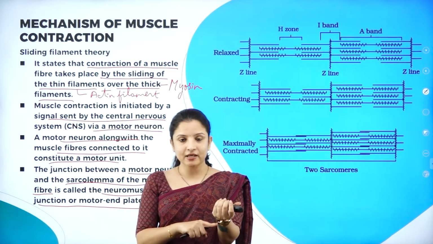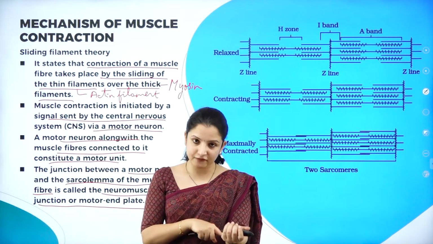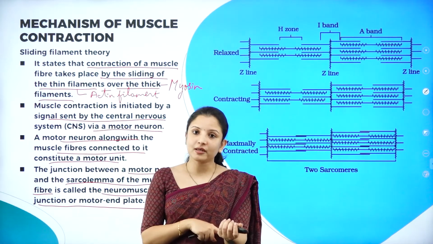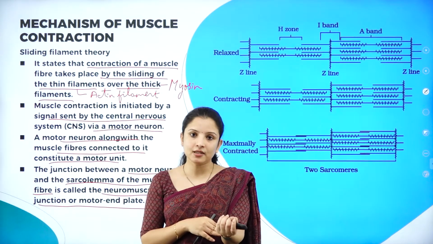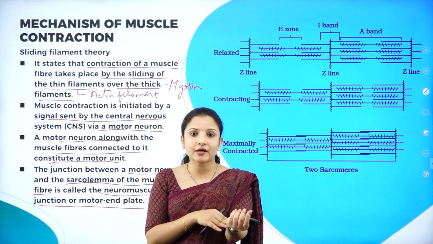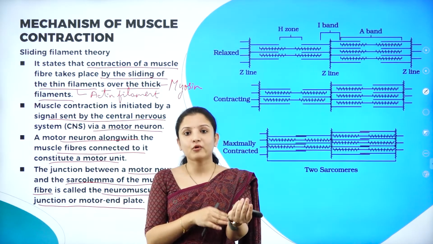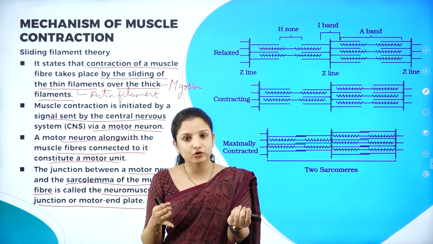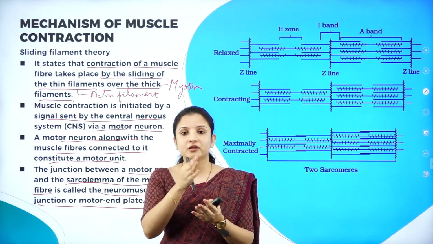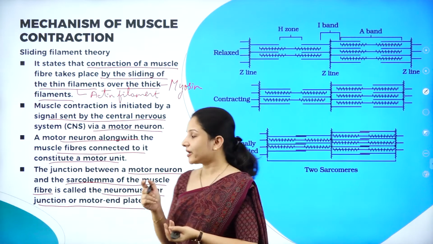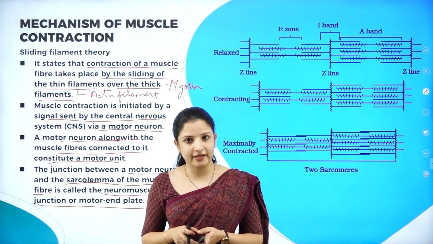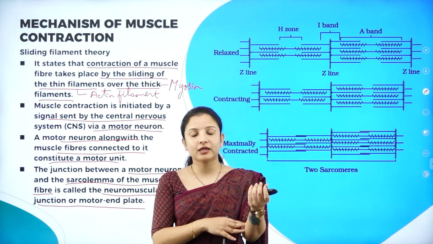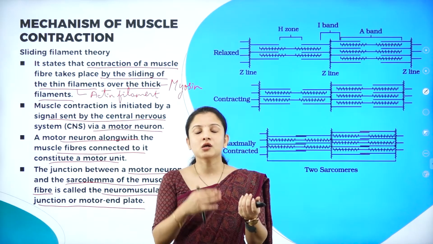A muscle is there. What is there in the muscle? Muscle fibers are there. What is covering the muscle fiber? The sarcolemma, or the membrane of the muscle. The junction between the sarcolemma, or the muscle fiber, and the motor neurons is called the neuromuscular junction or the motor end plate, and therefore from the sarcolemma the signal will be sent to the motor neurons.